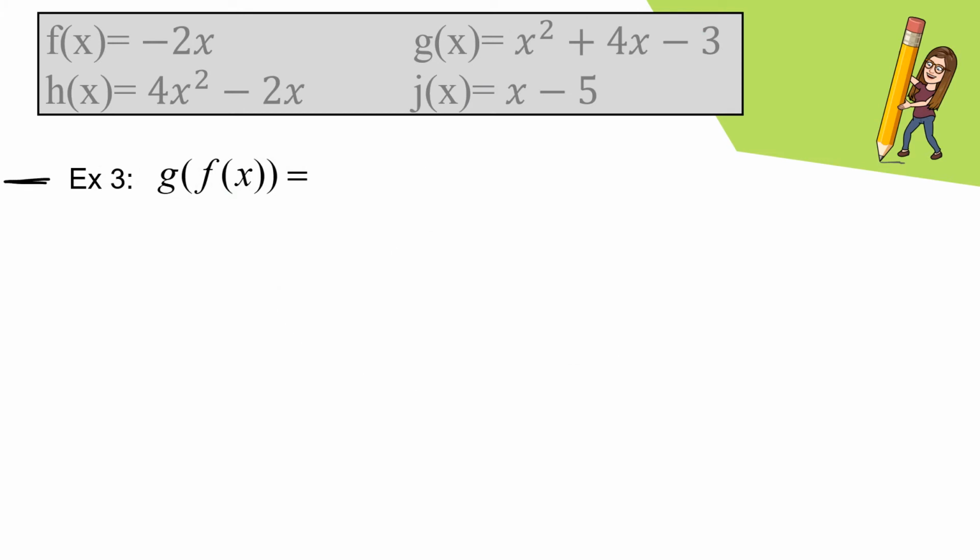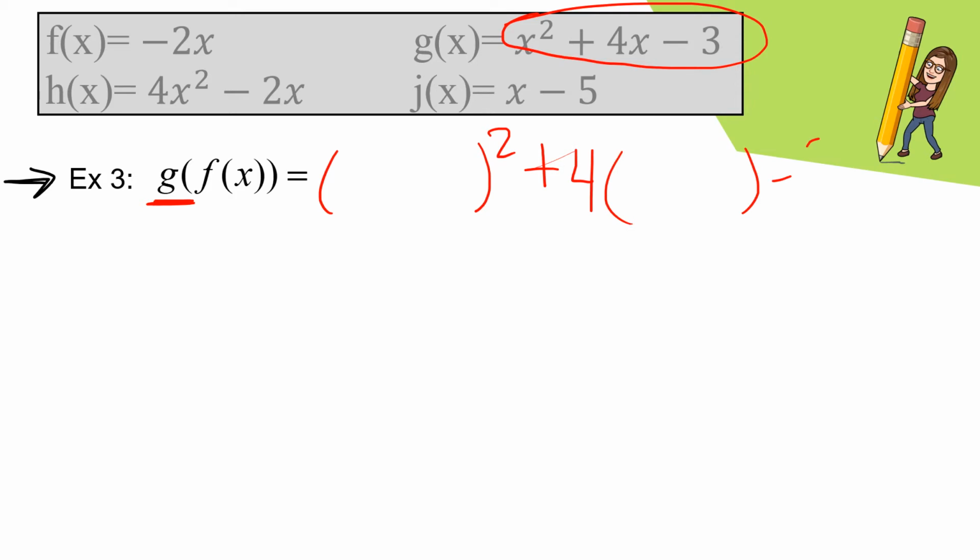Let's look at ex3. Again, same functions, don't rewrite them, just write ex3 and g of f of x. So we're going to start off with g, which is this function here. Ooh, we have 2 x's. Okay, wherever there's an x, put a space, a gap, a parenthesis. Think of it like a template, right? You're going to start off with that foundation and you're going to fill in the blanks.